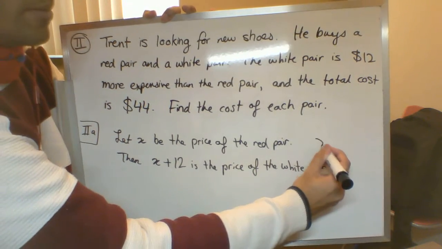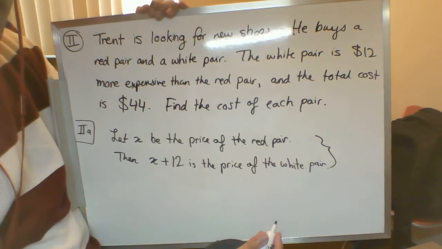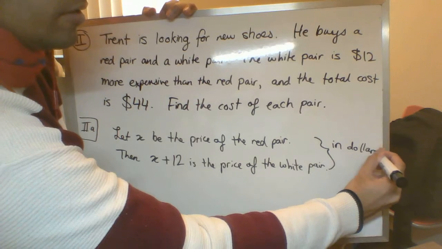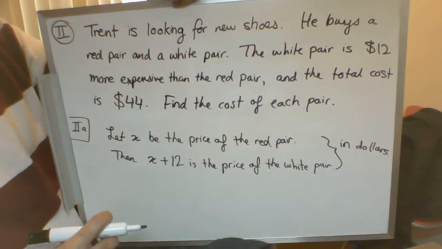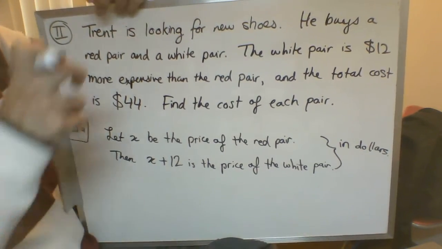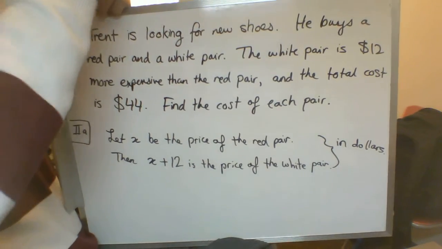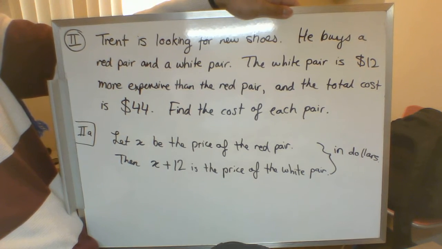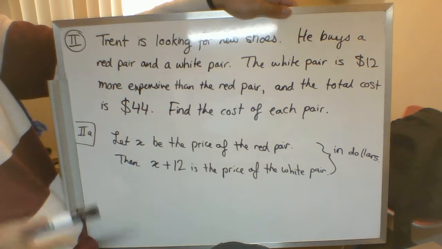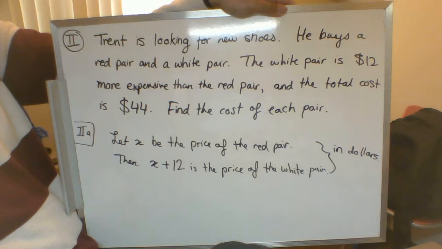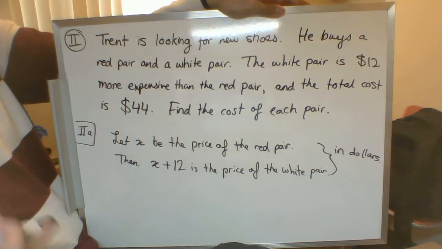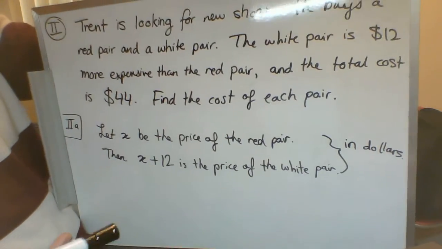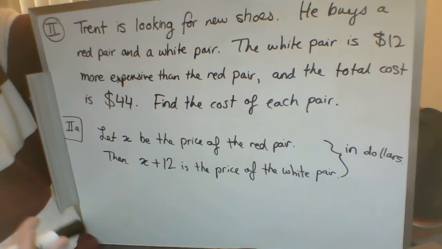And I haven't written it yet, but you could put in a note for both of these that specifies that each of those prices are in dollars. So it's going to be x dollars, not x cents, not x pesos, not x rubles. So we've got that x is the price of the red pair, and x plus 12 is the price of the white pair. Right now we're just working with one variable. We've only defined what x is, and then x plus 12, that's fine. It's still just one variable.